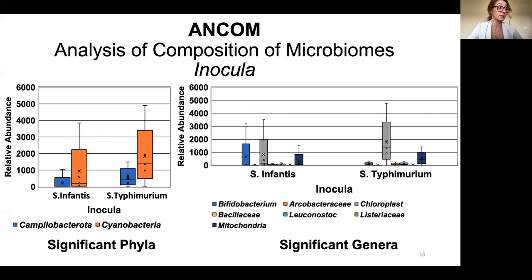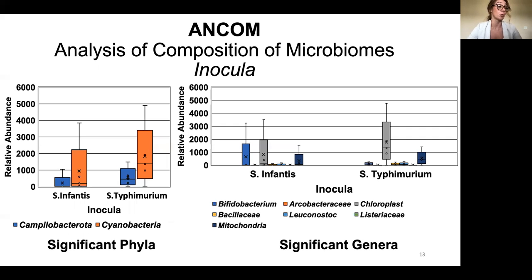So while beta diversity tells us that something is different, ANCOM, or analysis of composition of microbiome, tells us who is different. So here we are looking at the taxonomic differences, relative abundance differences within the inoculum treatments. And the interesting observation was that Campylobacterota and cyanobacteria were significantly associated on the phyla level, as well as Bifidobacterium and Leuconostoc genera were associated with both serovars.